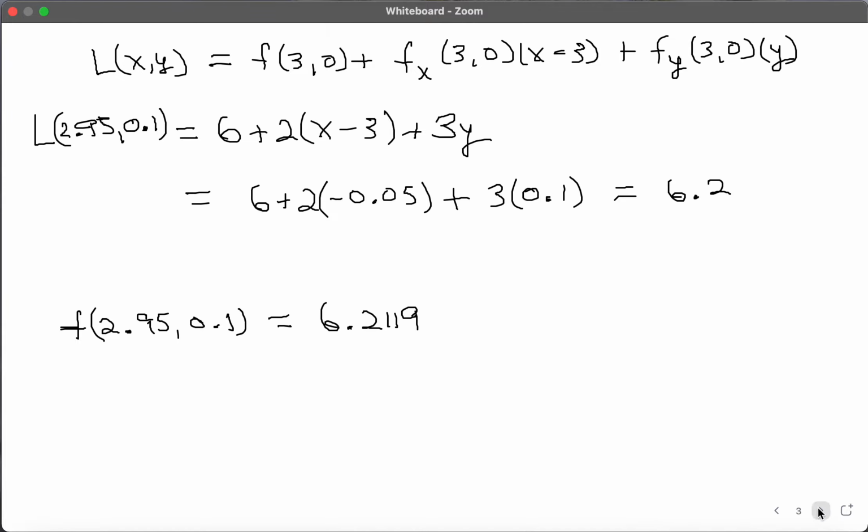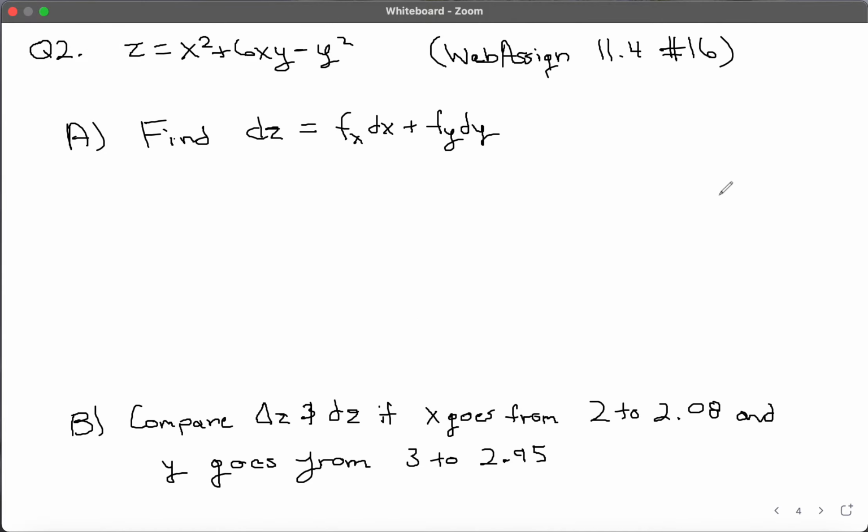Cool. Now let's take a look at the second question, which is going to be asking us about differentials. So this one, if you want to find this question, I got it from the WebAssign on 11.4, and it's the very last question. So this one's split into two parts. First, it's just practice finding the differential. And then what it's asking us to do is compare the change in z with the approximation, which is what we're going to find.